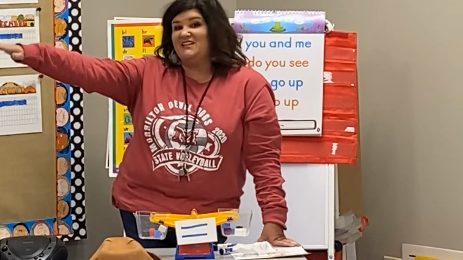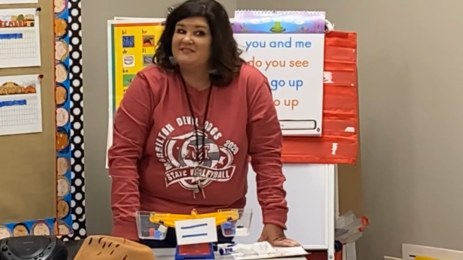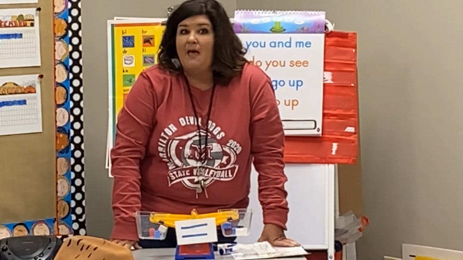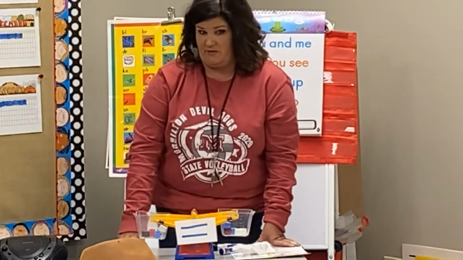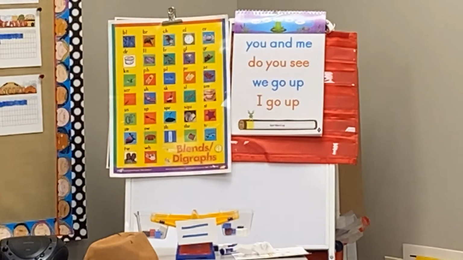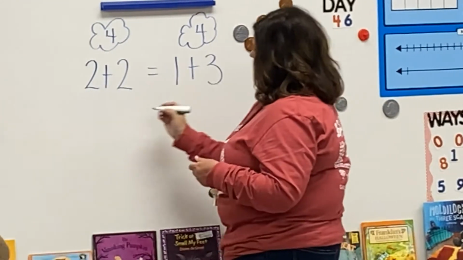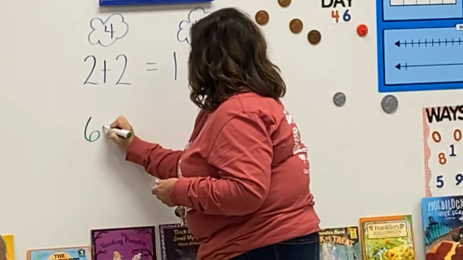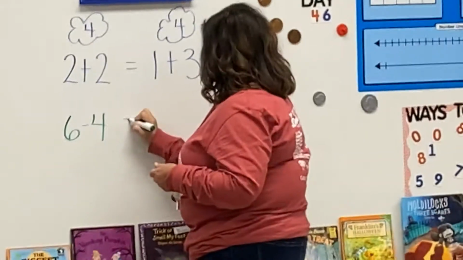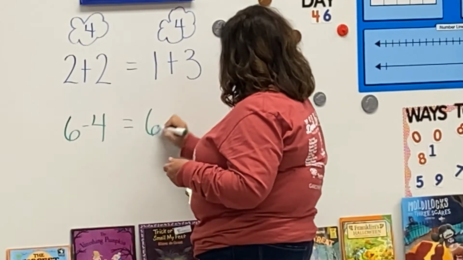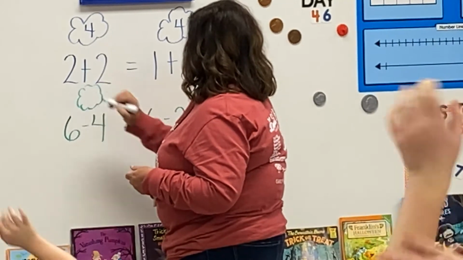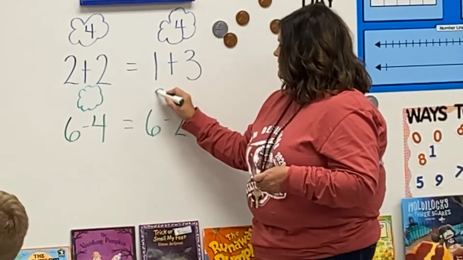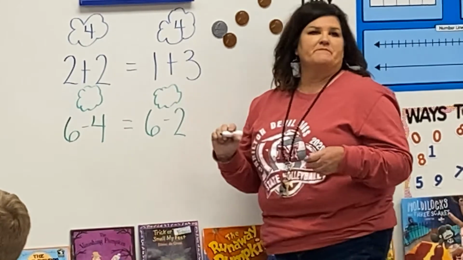Well, let me show you what we can do. We have been having addition problems on both sides of the equal sign. But you can also have subtraction problems. So let's look over here. Let's change this up a little bit. What if we have 6 minus 4 is the same as 6 minus 2? Somebody figure out 6 minus 4 for me, please, and raise your hand. And somebody figure out 6 minus 2 for me, raise your hand.